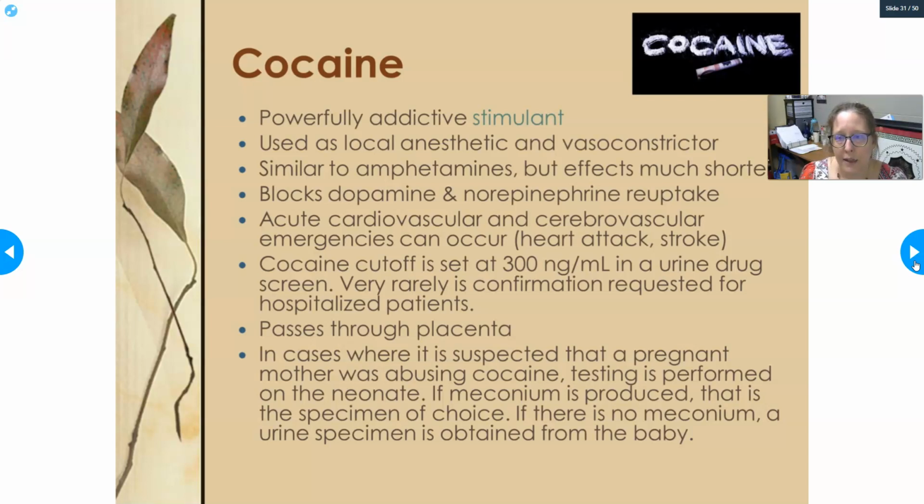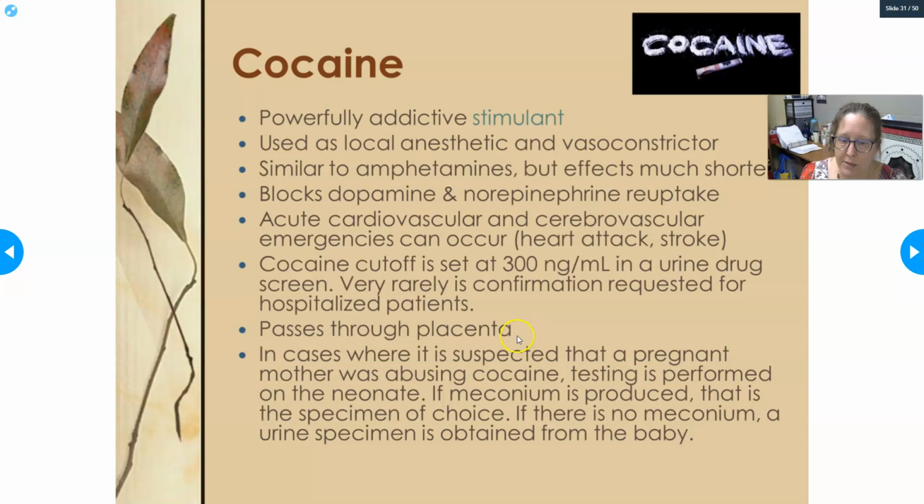And the risks are going to be acute cardiovascular and cerebrovascular emergencies, which basically means it can give you a heart attack or a stroke. The cocaine cutoff is set at about 300 nanograms per ml in a urine drug screen. Very rarely is confirmation requested for hospitalized patients. Usually, if you know that's what they're taking, that's all you need to know.